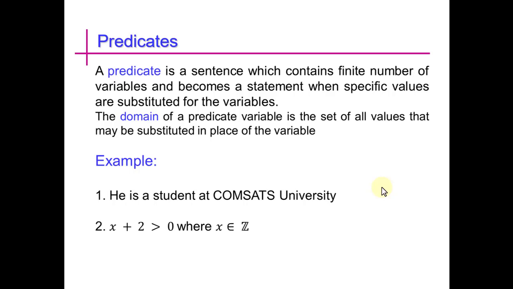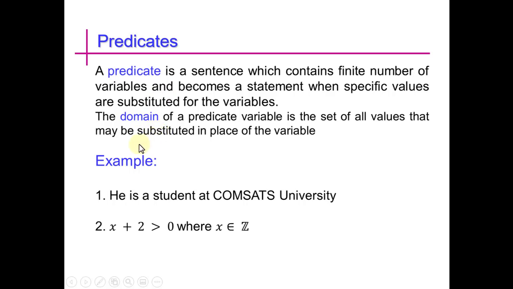Starting with the definition of predicate, it is a sentence which contains a finite number of variables, and when we put some specific values in these variables, these predicates become statements. And for these variables we have to choose some values, so we need to define a set which is known as domain. So the domain is the set of all possible values which can be substituted in the place of that variable.